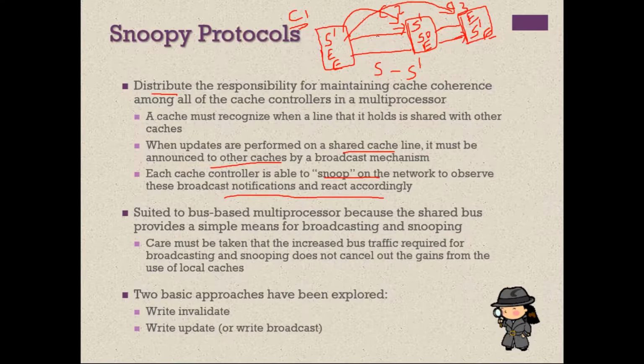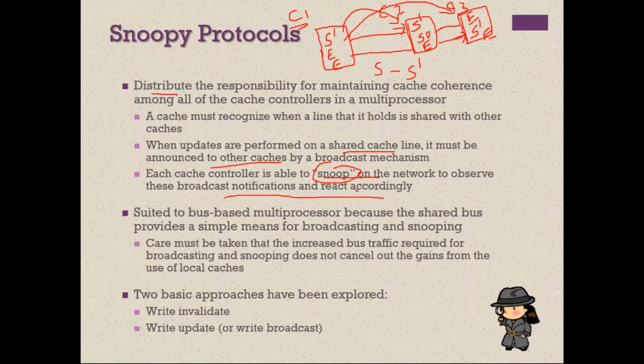Like that they should frequently check, maybe once every second or something. If there is anything, accordingly they should update. So they should keep checking the bus. That is called a snoop. So it is called a Snoopy protocol. Each cache controller is able to snoop onto the network or bus to observe these broadcast notifications and react or modify accordingly.